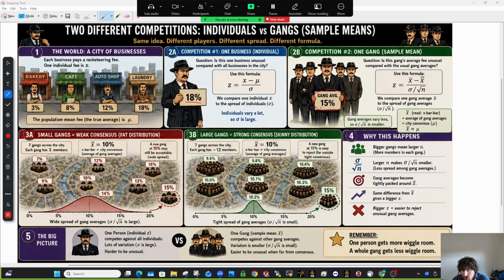So this 15% has to be compared to the sample size that you have here as well. So it's how does this sample mean compare to the mean of all the sample means. This is what we call the distribution of sample means. What I'm calling this here is x bar bar.